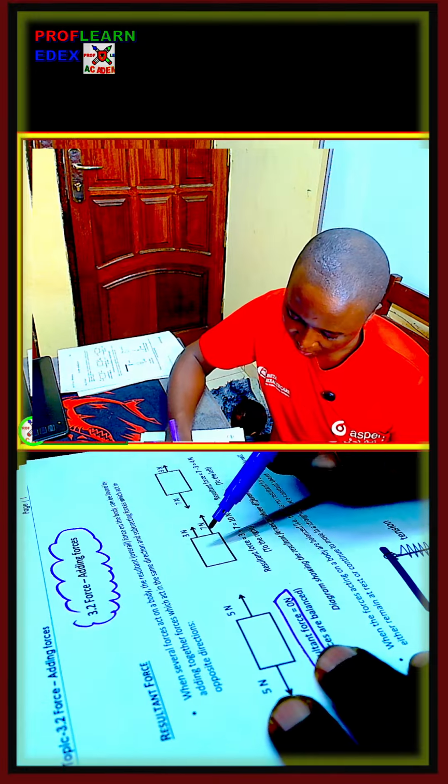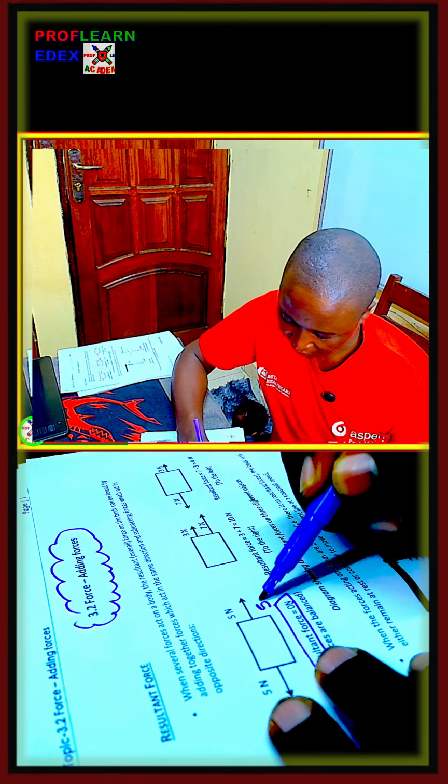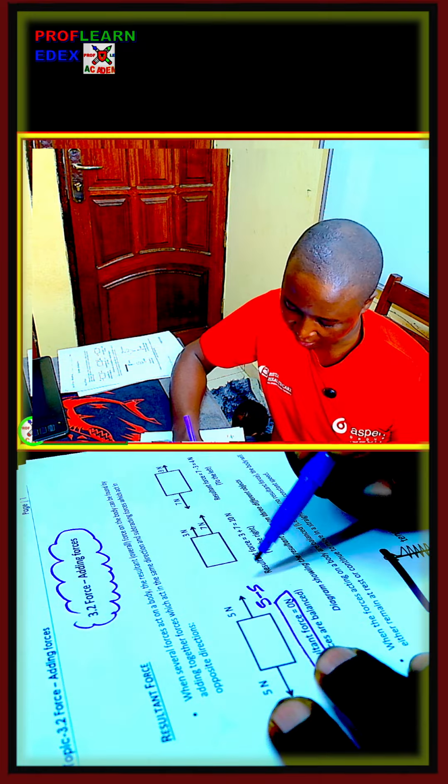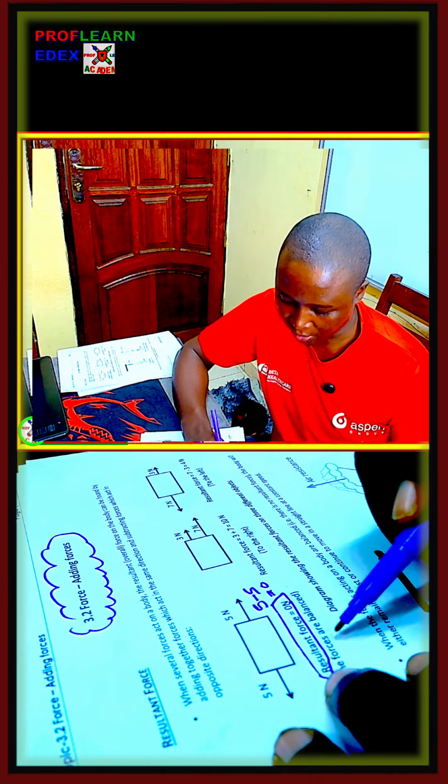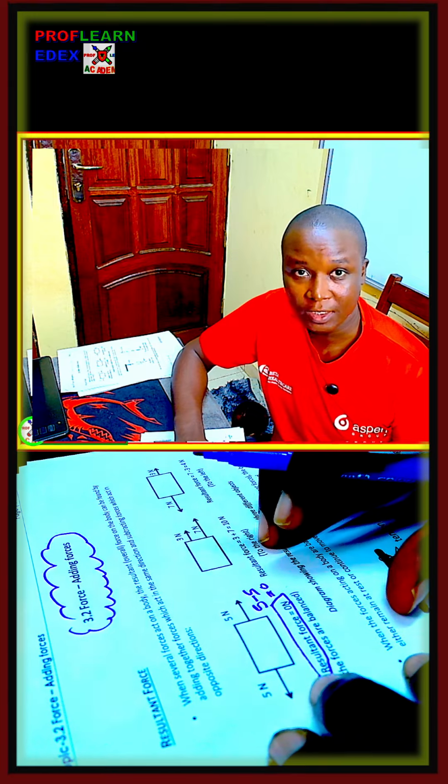In the case where you have 5 and 5, you say 5 minus 5, and that is going to translate to 0. Which means this object has two balanced forces.